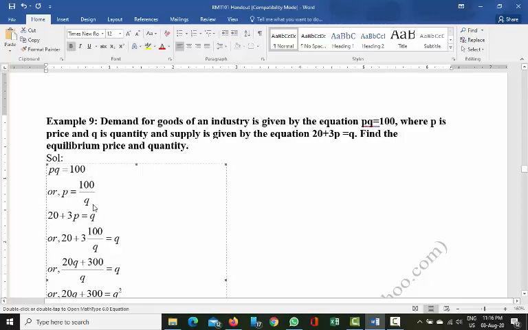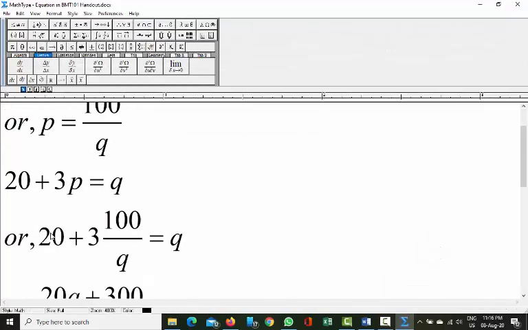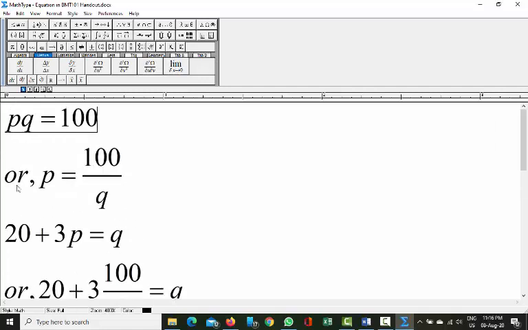So remember, at the equilibrium point, demand is equal to supply. From the first equation we got PQ is equal to 100. So P is equal to, if you move Q to the right hand side, 100 divided by Q. In the second equation we have 20 plus 3P is equal to Q. So this is the supply equation. This is the demand equation.